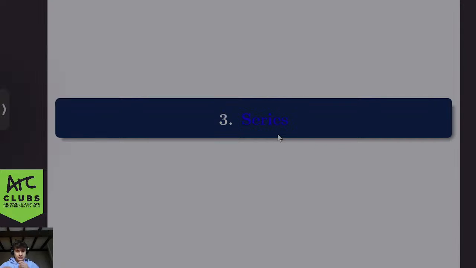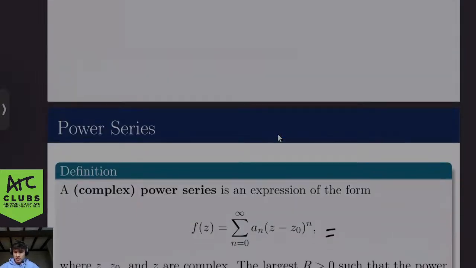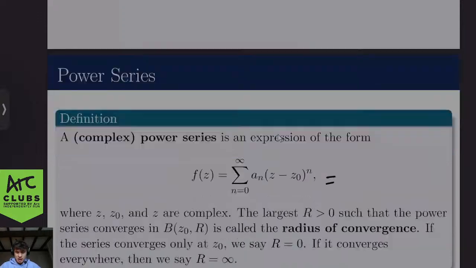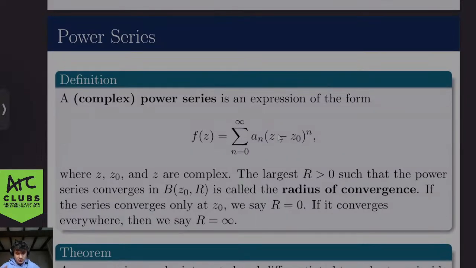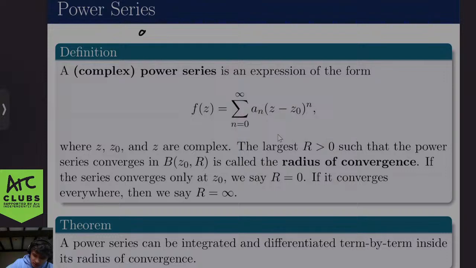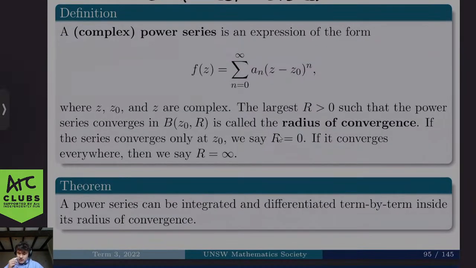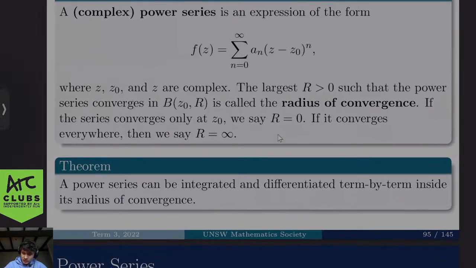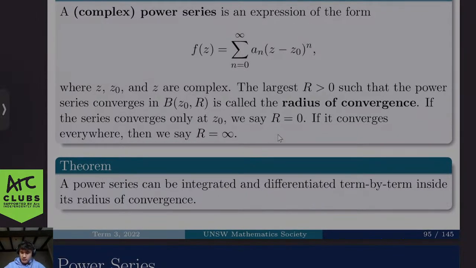Alright, so to get started, we're going to be looking at complex power series. It's a continuation of the idea we've seen before with real power series. These are expressions that look like A0 plus A1 (Z minus Z0) plus A2 (Z minus Z0) squared, and so on and so forth. Now, the idea here is that we have some center Z0, and one really important thing we're interested in is where does this power series converge?